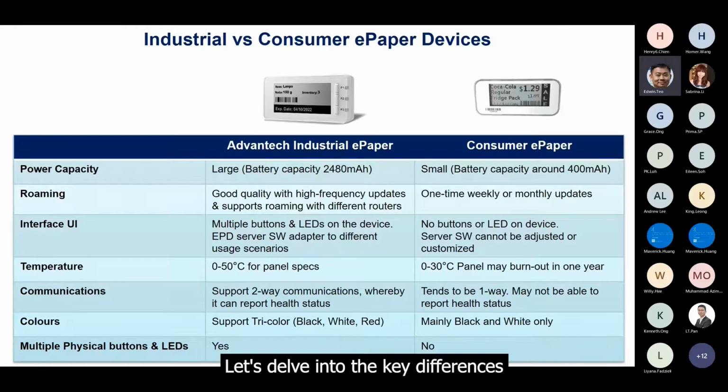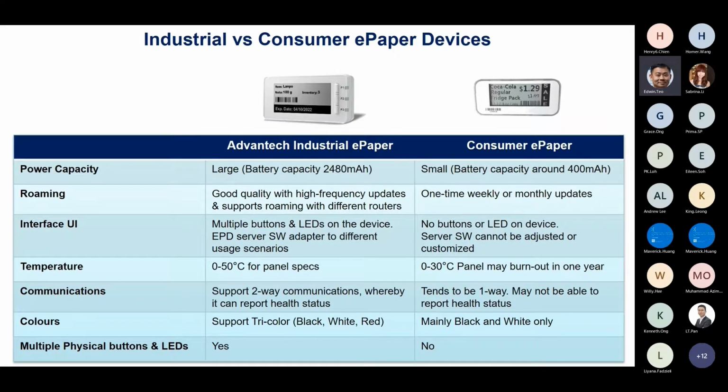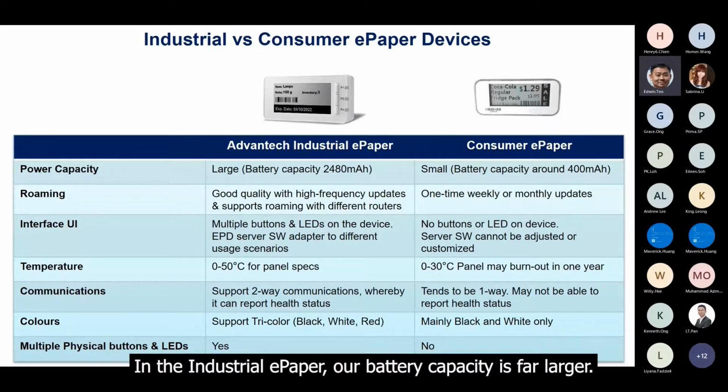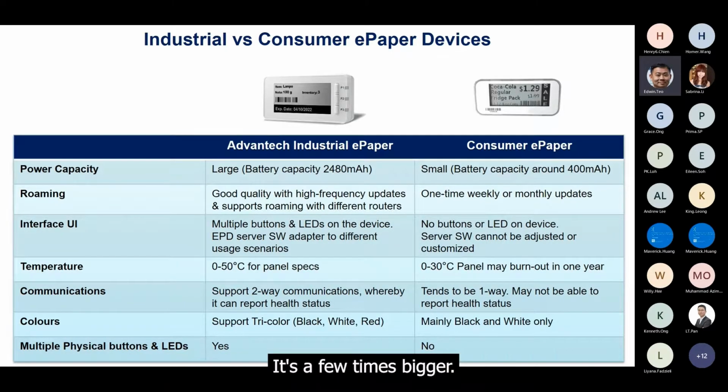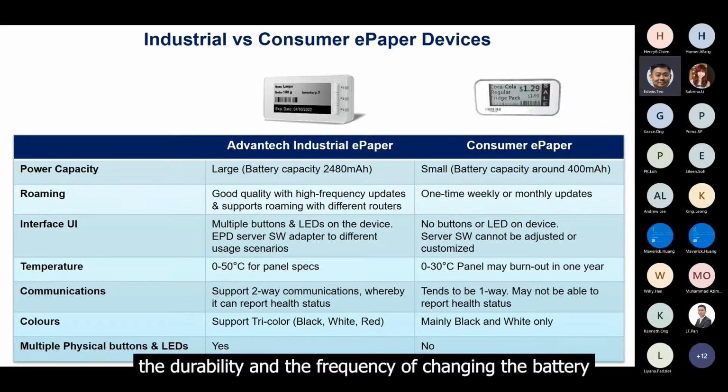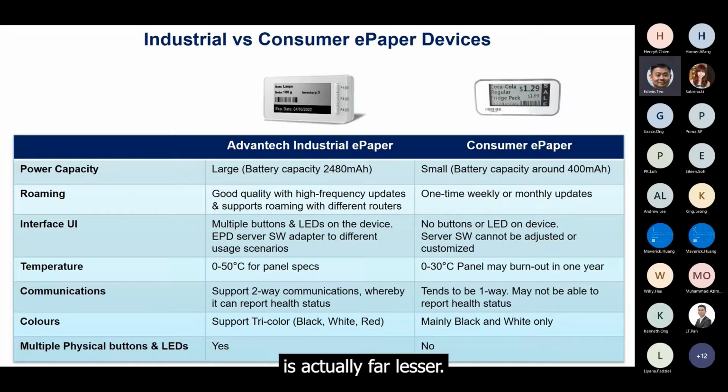So let's delve into the key differences between industrial and consumer ePaper. First, we look at battery. In industrial ePaper, our battery capacity is far larger. It's a few times bigger. So what does this mean? If you have a larger battery, the frequency of changing the battery is far less. So in fact, you are saving maintenance costs.